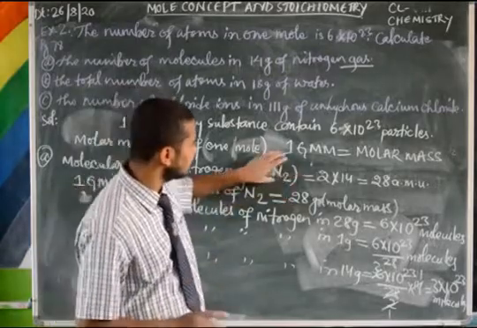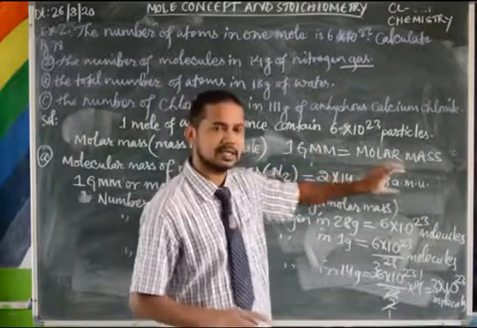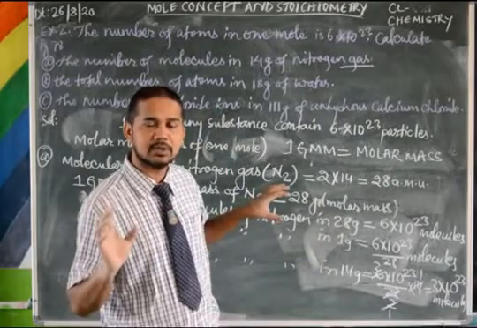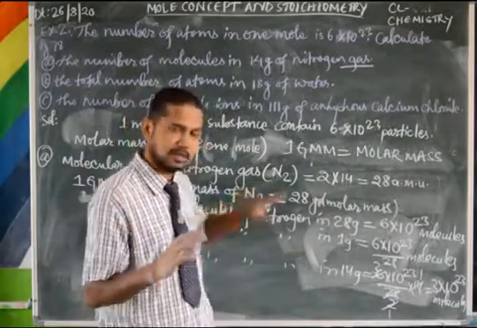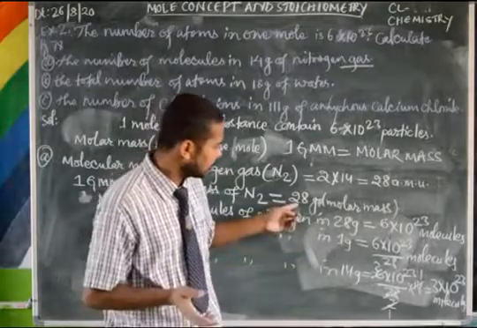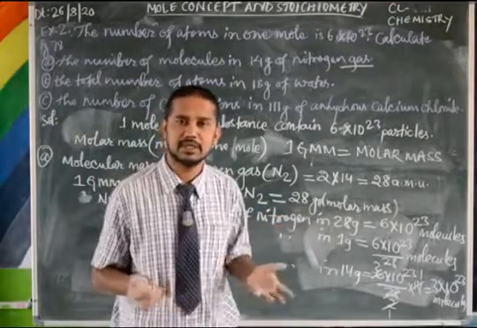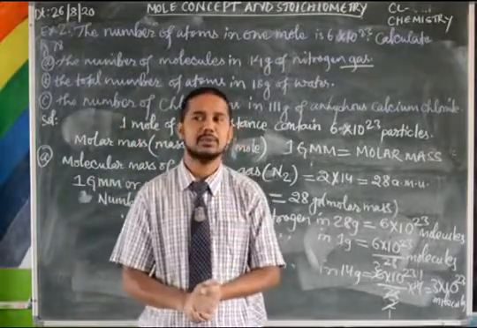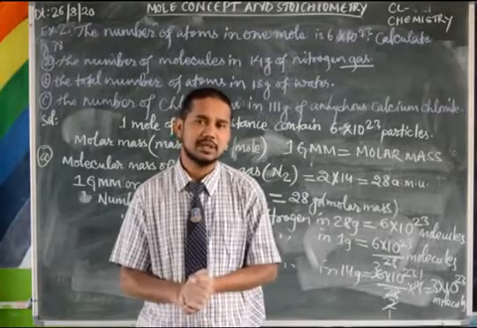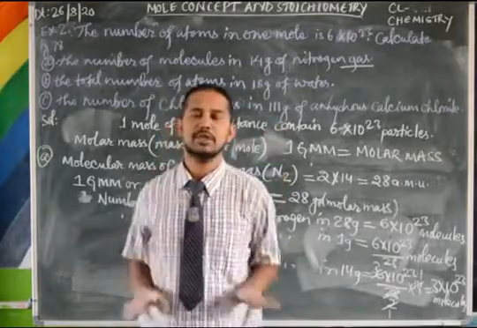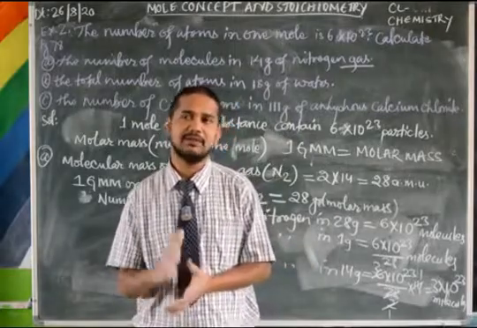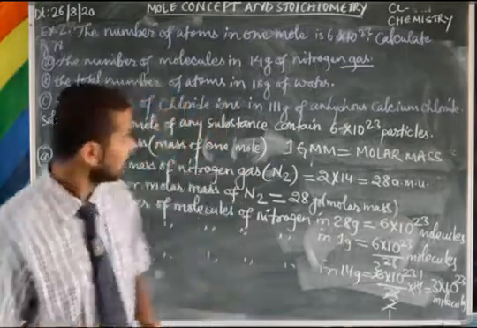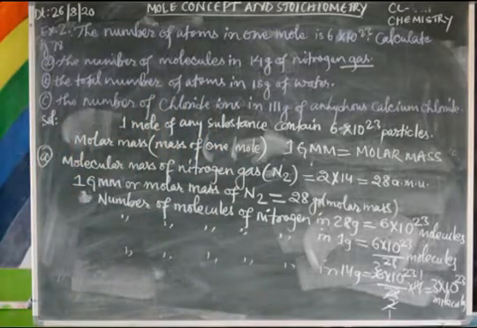So 1 molecule of nitrogen weighs 28 AMU. Then 6 into 10 to the power 23 molecules of nitrogen, if you weigh, then you will get 28 gram. That means in 28 gram of nitrogen gas, there are 6 into 10 to the power 23 molecules. Then you can just say, without doing this, in 14 gram it will be half of that, which is 3 into 10 to the power 23 molecules. Okay. Then, what is question number B?